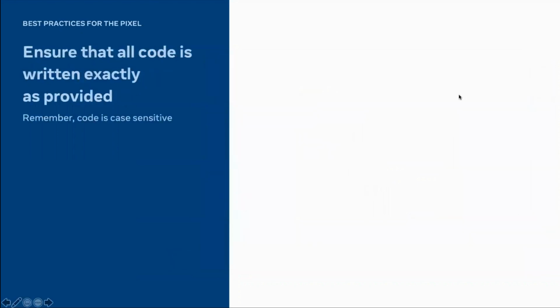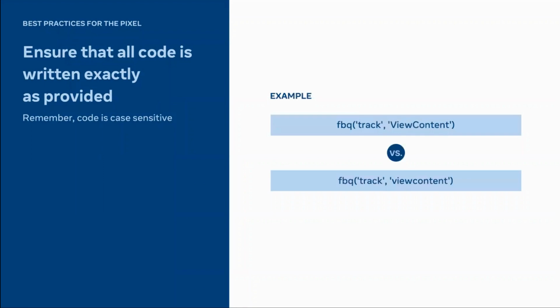So if you're adding standard event code in your website yourself, you need to make sure it's written exactly as given. This is where you're writing out the code that you want to track. It can't be changed in any way. So if it's provided to you with uppercase View Content, you also have to put uppercase View Content. Otherwise, it's just trying to measure something that doesn't exist back at Facebook.